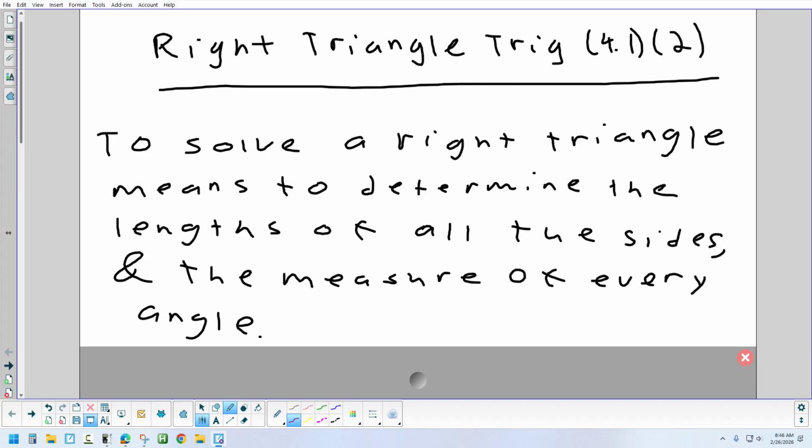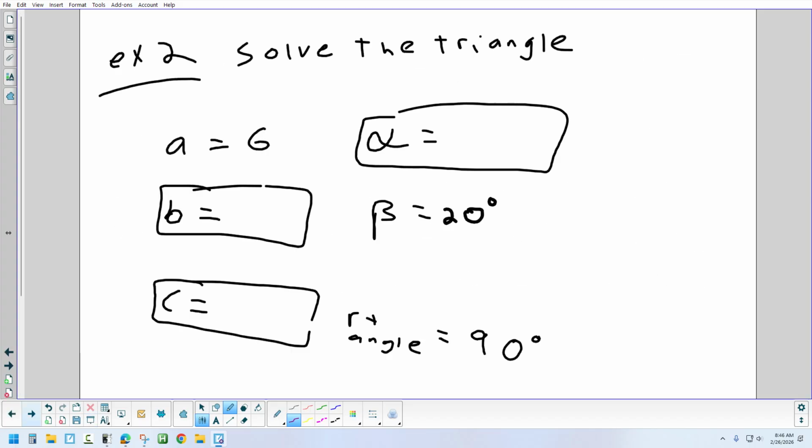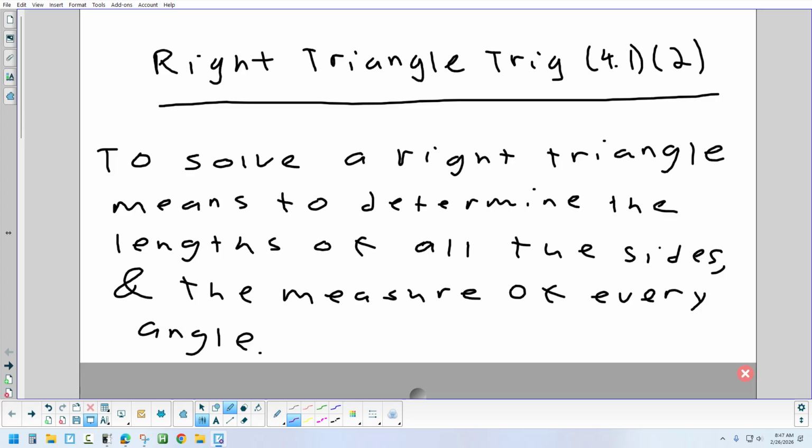Okay, so when you are asked to solve a triangle, they'll give you a problem, something like that. You have to figure out how long all the sides are and how big all the angles are. So there's 6 pieces of information, 3 sides, 3 angles. We're working with right triangles.